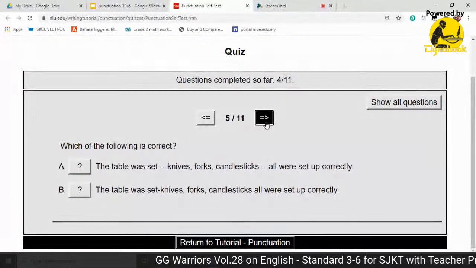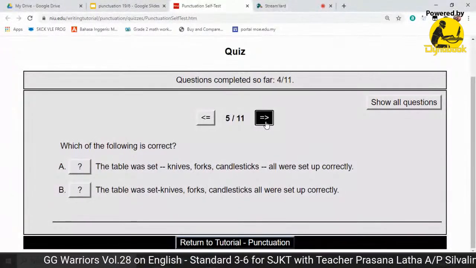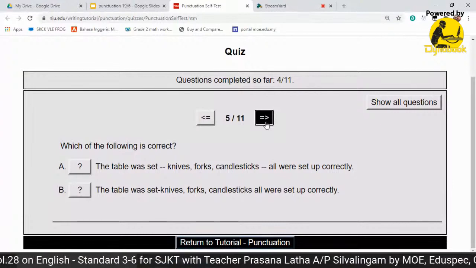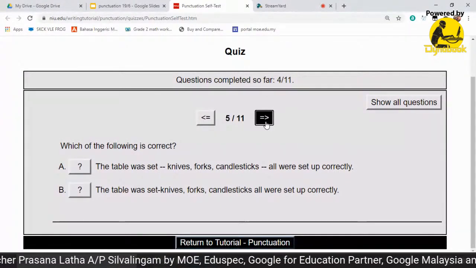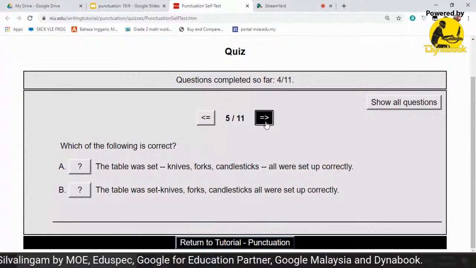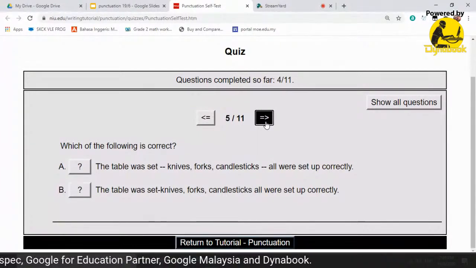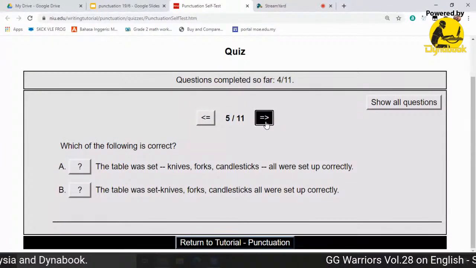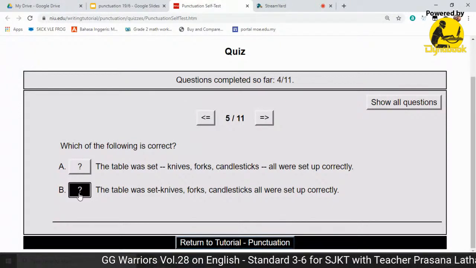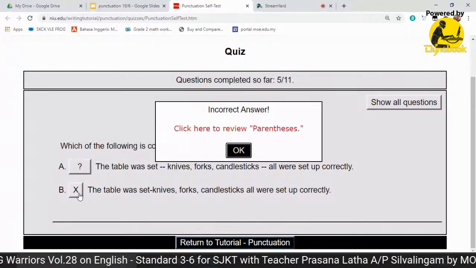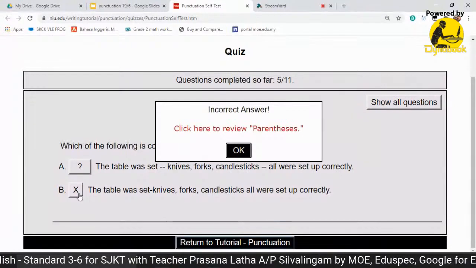Which of the following is correct? The table was set, knives, forks, candlesticks, all were set up correctly. Or the table was set, knives, forks, candlestick, and all was set up correctly. Okay, some of you have given me the answer B. Incorrect answer. So sorry.